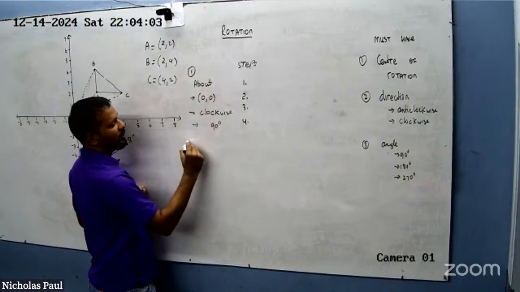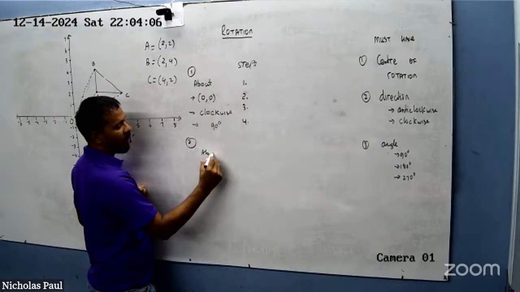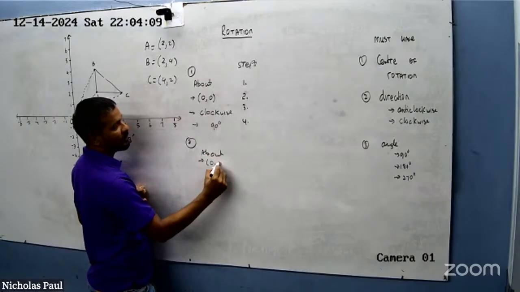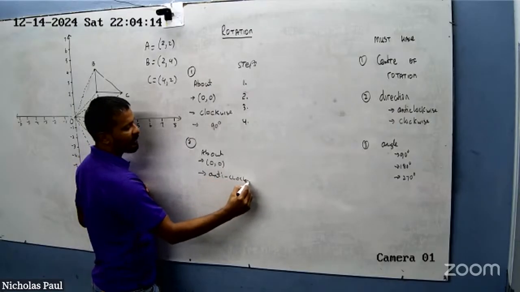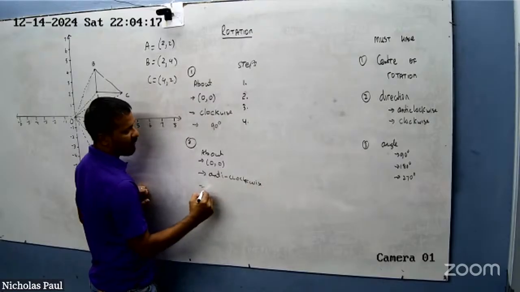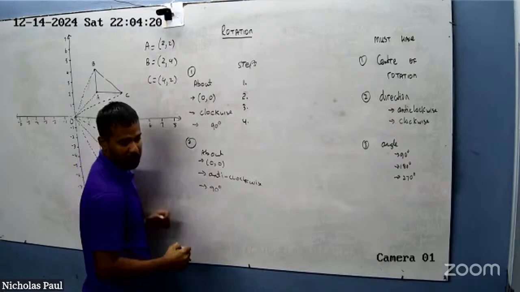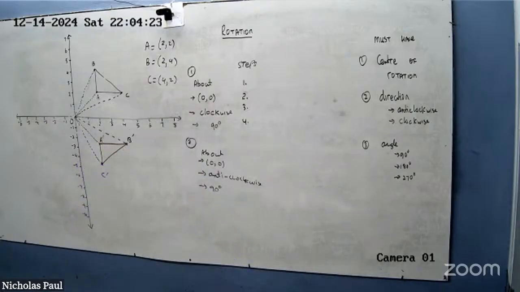That's number one. Number two now, we're doing it about 0, 0, anticlockwise, 90 degrees. So you do the same dotted lines, but just measure 90 degrees the opposite way. Okay? Same line. Same OA, OB, OC. Right? When you finish, tell me.